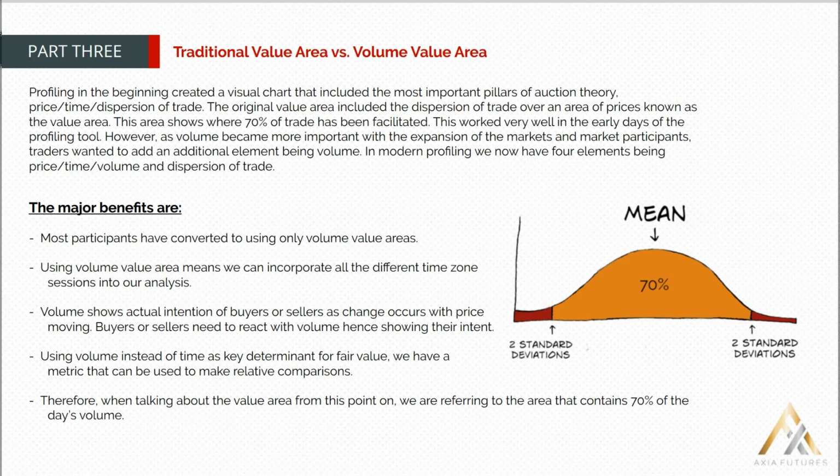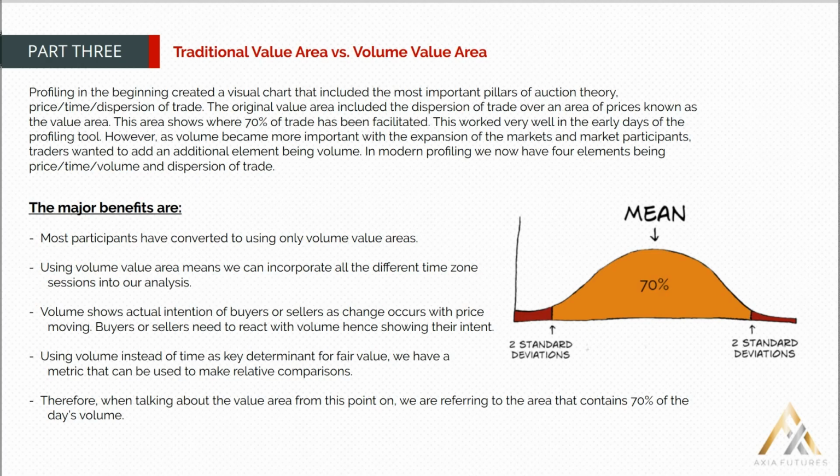The next benefit is using volume instead of time as a key determinant for fair value. We have a metric that can be used to make relative comparisons, and that's one of the key highlights, guys. Volume you can compare on a relative basis, whereas time, because markets are now pretty much 24 hours, is not as easy to compare over a 24-hour session, because sometimes you do have big institutions or large players in the market, and then sometimes you have no one in the market. So using time is not the best relative tool in comparison to volume.